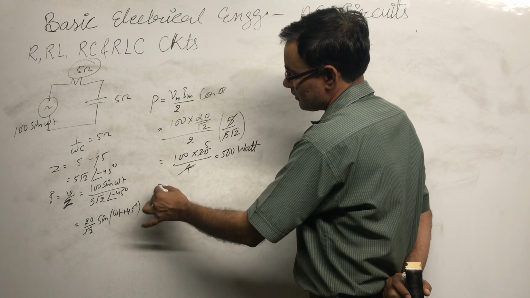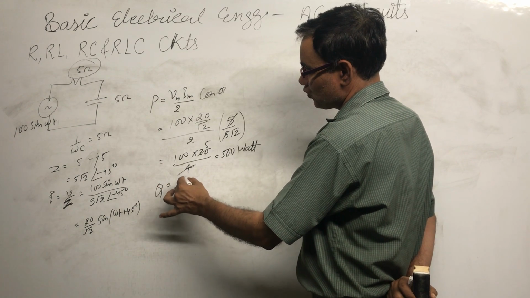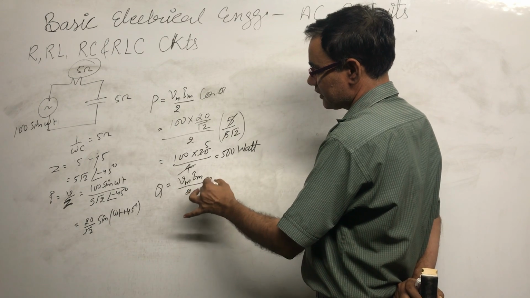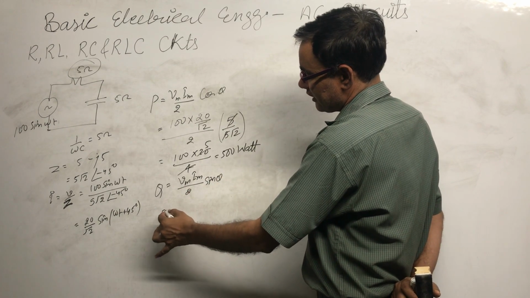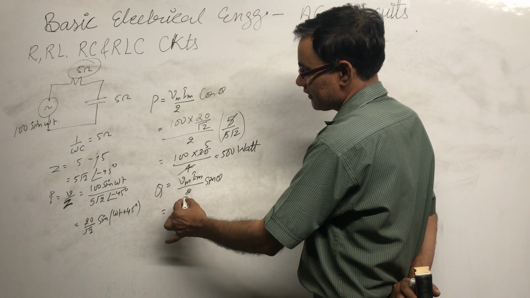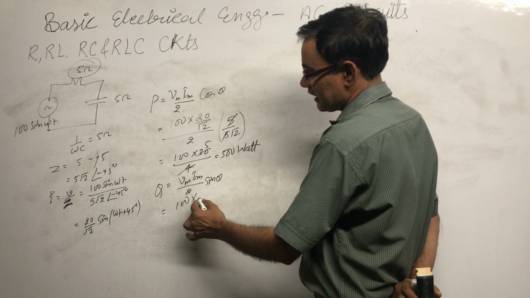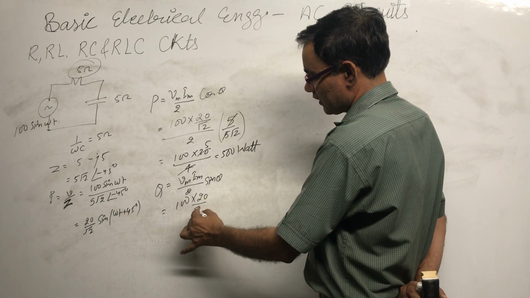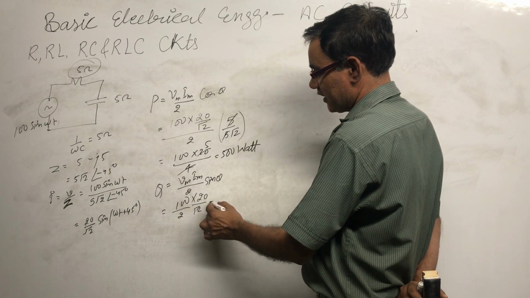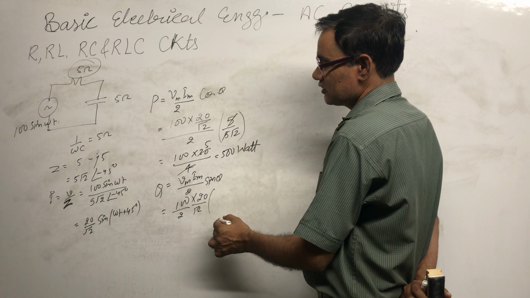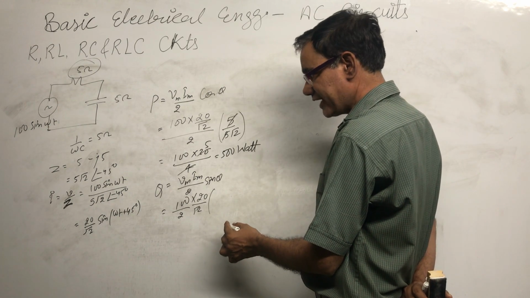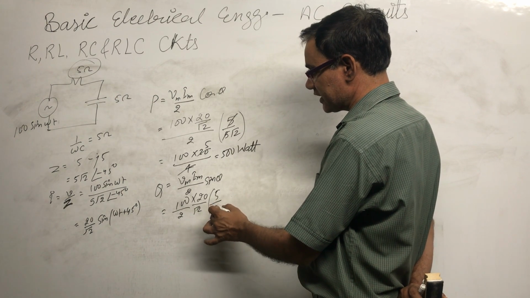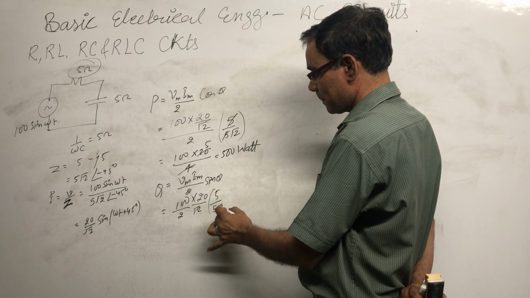What is the value of reactive power Q? Reactive power is Vm Im upon 2 sine of theta. So what is the value of Vm? Vm is 100. What is the value of Im? Im is 20 by root 2, divided by 2, and sine theta is X upon Z. X is 5, Z is 5 root 2.